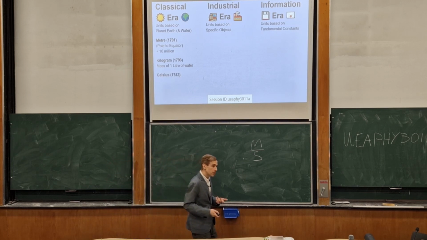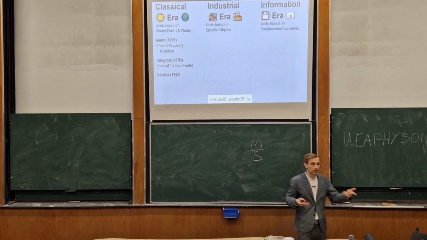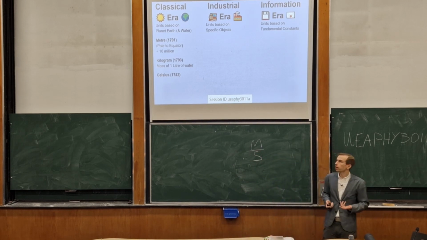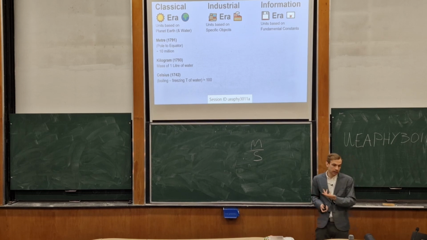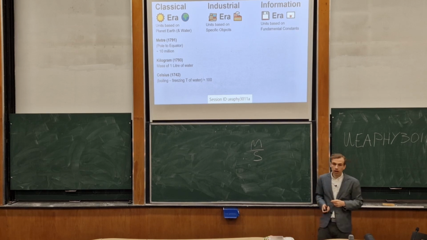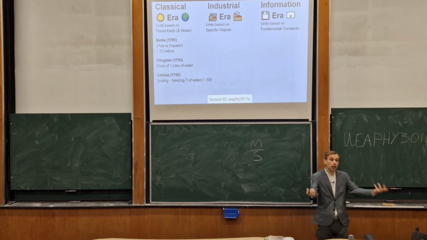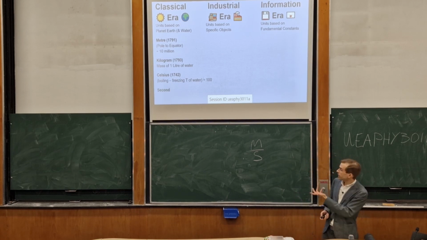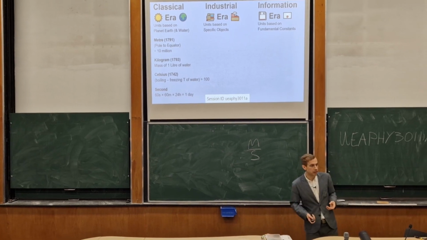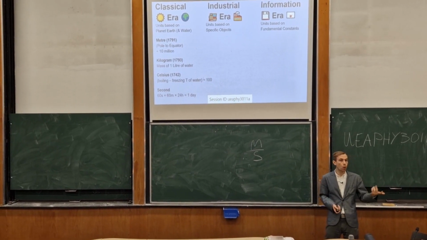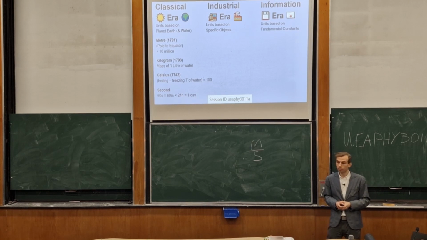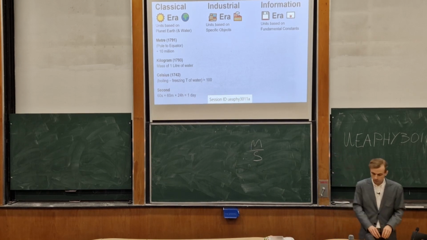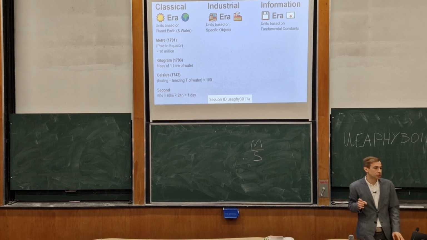We've also got Celsius, and that was based on the boiling and the freezing temperature of water divided by 100. And that gives us the Celsius. And then the last unit from the classical era is of course time. And time was originally defined by the rotation of the Earth. So the second, we had 60 seconds, 60 minutes, and 24 hours gives us 1 day. And that's where we got the second from. So those were the original definitions of the base units.